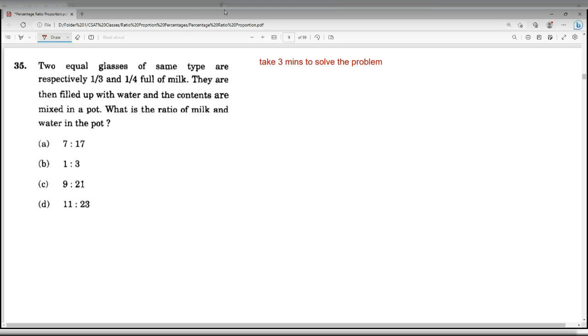There are two equal glasses of the same type of milk. Two equal glasses are respectively 1/3 and 1/4 full of milk. They are then filled with water and the contents are mixed in a pot. What is the ratio of milk and water in the pot? So there are two similar containers, equal glasses. They both are similar, that is, the capacity of the two glasses is the same. Since they have not given anything, let's take it as 1 liter.